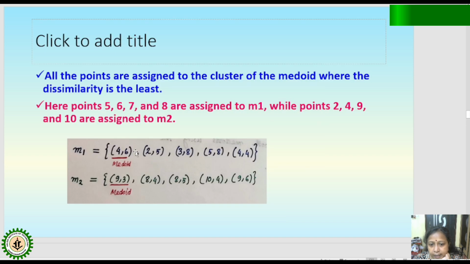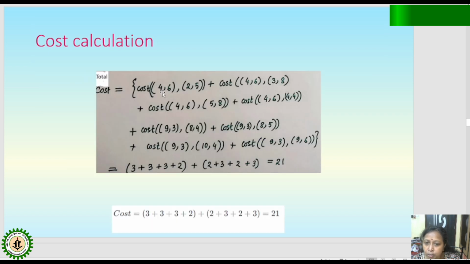Now, how to calculate the cost? Find out the Manhattan distance from this medoid 4, 6 to every data point in the given cluster M1. 4, 6 distance from the data point 2, 5. Here we will simply calculate the Manhattan distance. Plus, we have to next find out the distance from 4, 6 to the data point 3, 8 and so on.